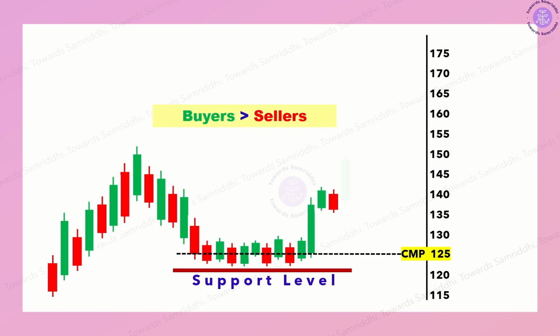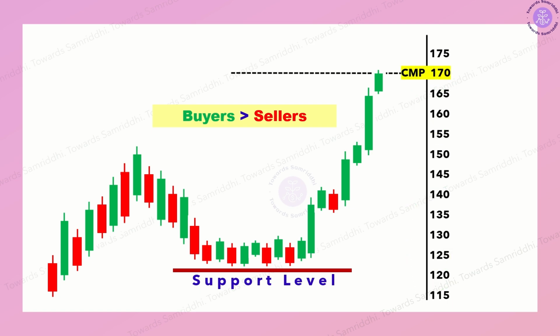Because of the large number of buy orders and the lack of sellers at the support level, prices begin to rise. A price level is called a support level when it forms below the current market price.